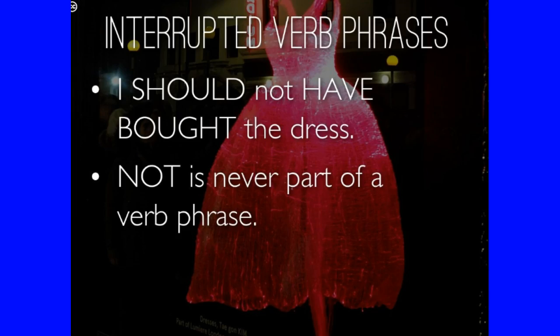Sometimes verb phrases can be interrupted. For example, look at the sentence, I should not have bought the dress. The verb phrase is should have bought. Not interrupts the phrase and is not actually part of the verb phrase. The word not is never part of a verb phrase.